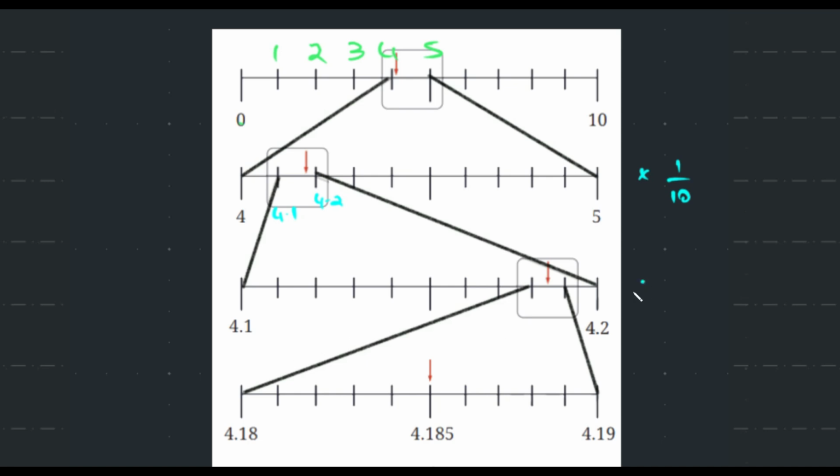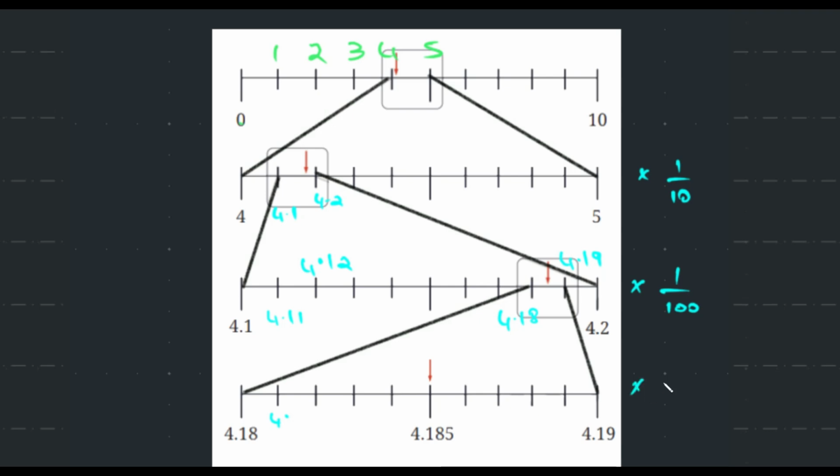And further, we are zooming in. So this is your 100th position. So this is 4.11, 4.12, and so on and so forth. This will be 4.18 and this will be 4.19. And we further zoom in.